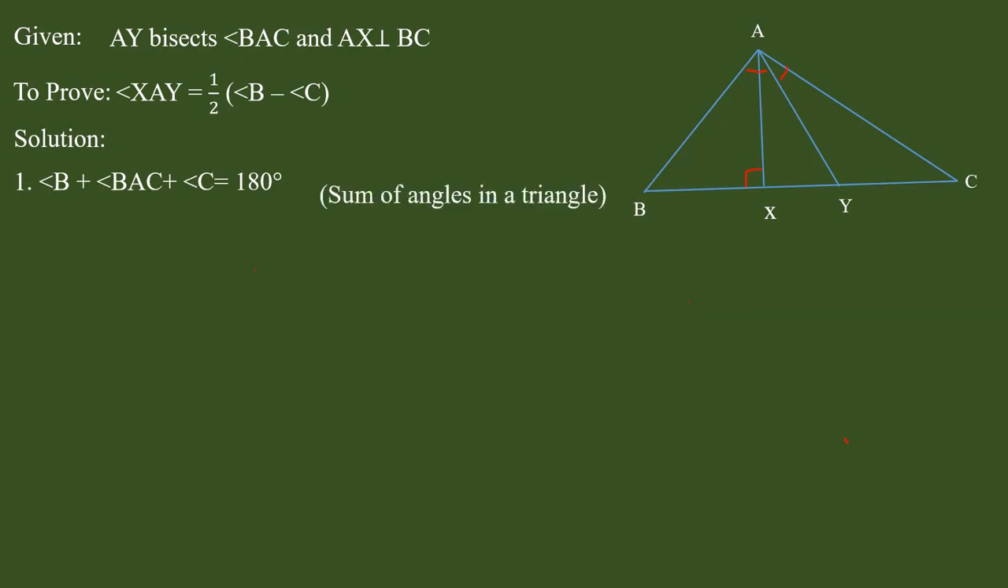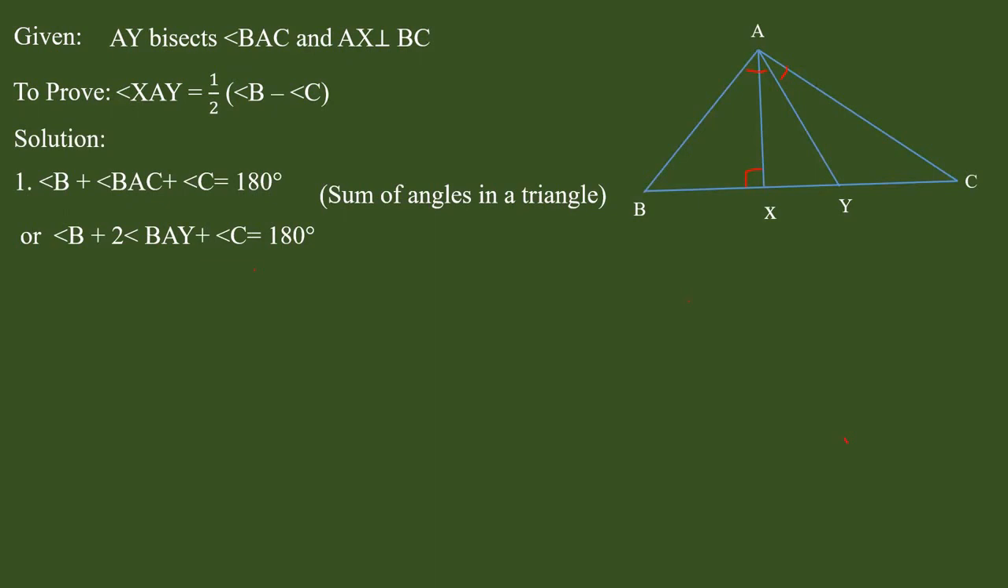Remember, always keep your eyes on what to prove. We have to prove XAY is equal to half of angle B minus angle C. That means we need angle B and angle C, but we don't require BAC. So can I express angle BAC in terms of some other angles? Since angle BAC is bisected, remember the concept of bisector, I already explained, okay? Whenever an angle is bisected, we can express the angle as twice its part. So we can do like this: angle B plus twice angle BAY plus angle C equals 180 degrees, because BAC is bisected and we can express BAC as twice BAY, isn't it?